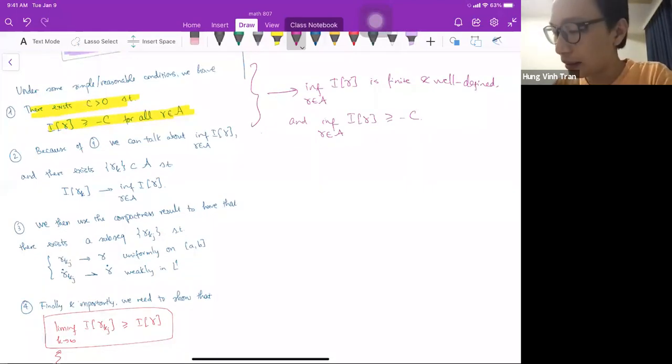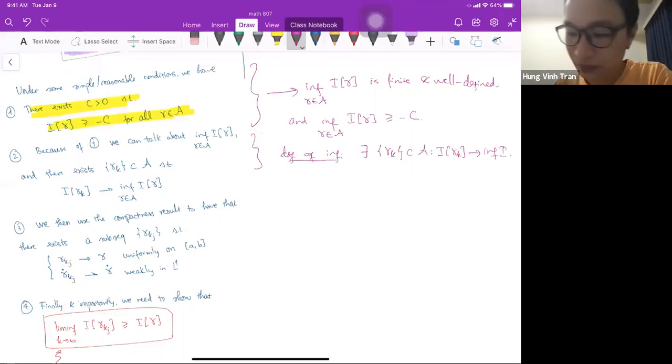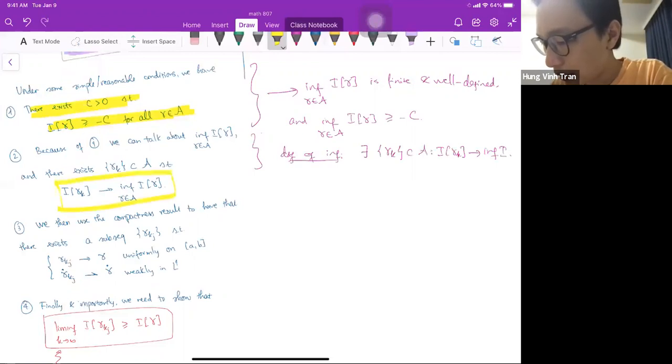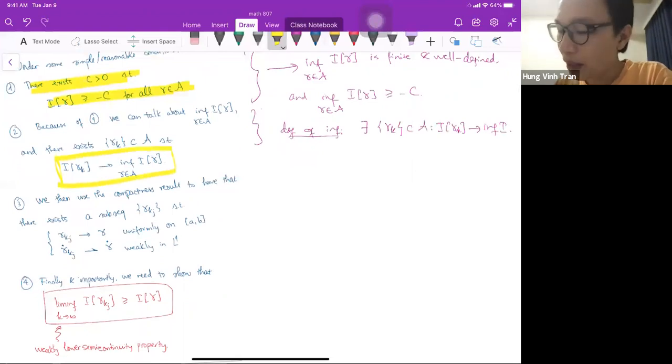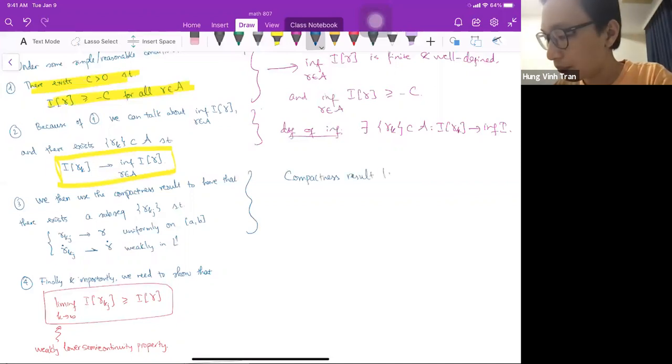The second thing is just the definition of infimum: we can find a sequence gamma k in the admissible set A so that I of gamma k converges to the infimum value of I. That's the second step here. And then we're going to use the compactness result from last time. I'm skipping over it now, and we're going to get back to that eventually in this lecture. It's going to give us what we need.